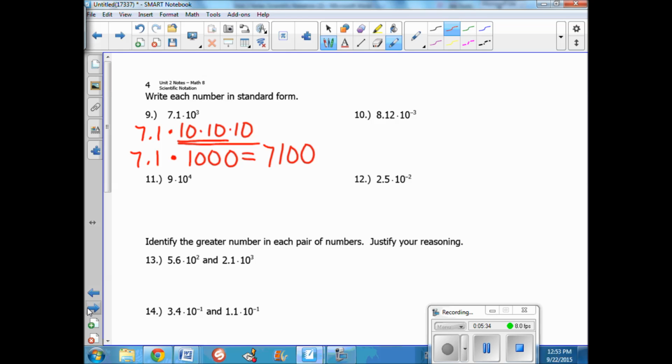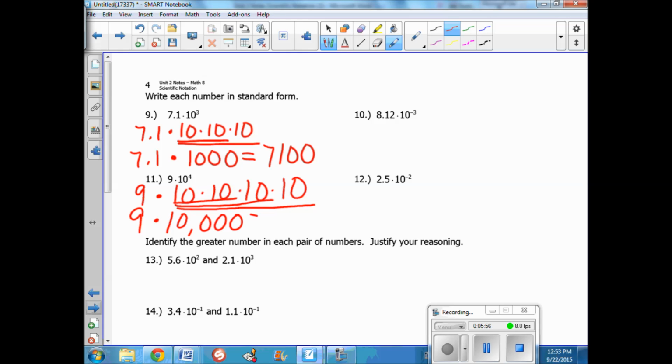We're going to jump down to 11. 9 times 10 to the fourth. So we have 9 times 10 four times. So 10 times 10 is 100. 100 times 10 is 1,000. 1,000 times 10 is 10,000. 9 times 10,000 should give you 90,000. So we just wrote both of those numbers that were in scientific notation in standard form.